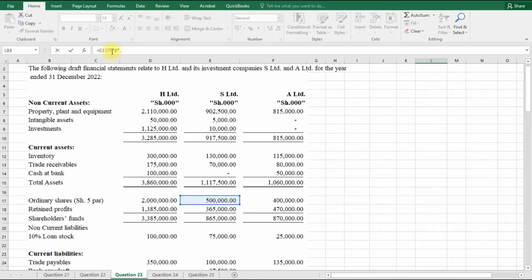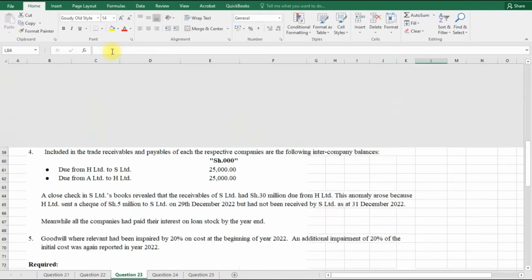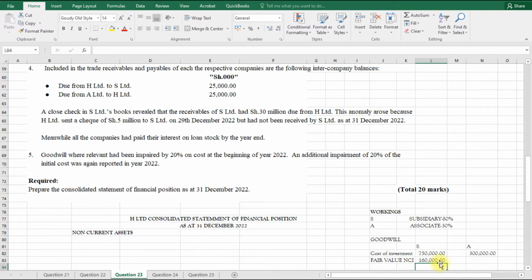Percent, so you'll multiply by 0.2, 20%, and I'll put enter, which will give us 160 as the fair value of NCI.